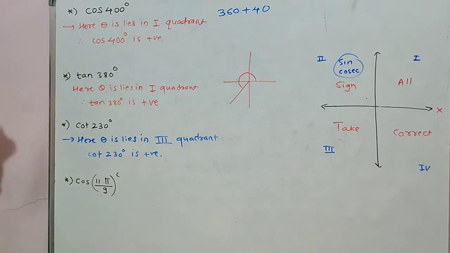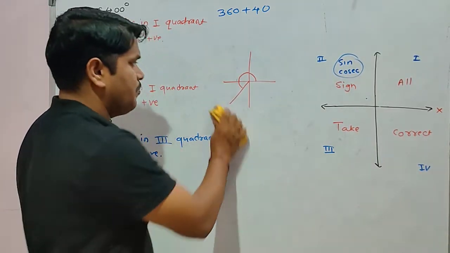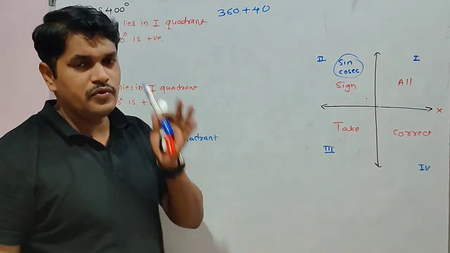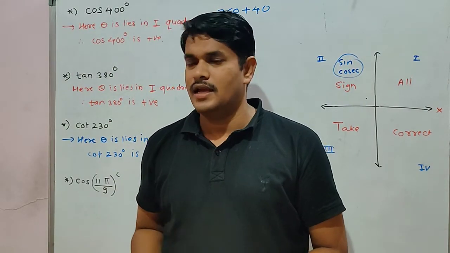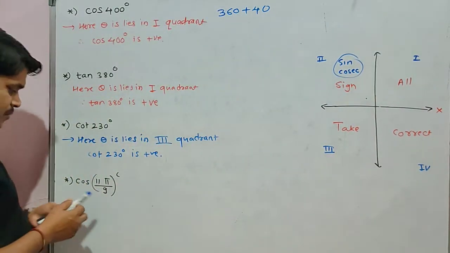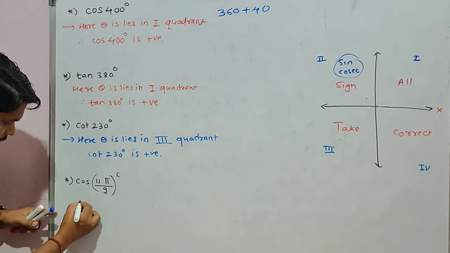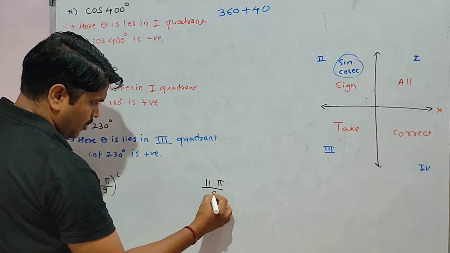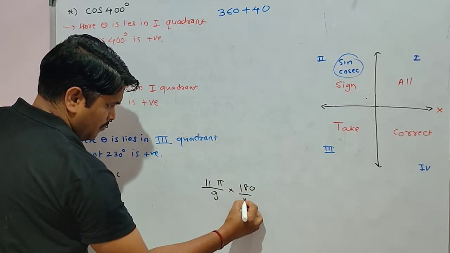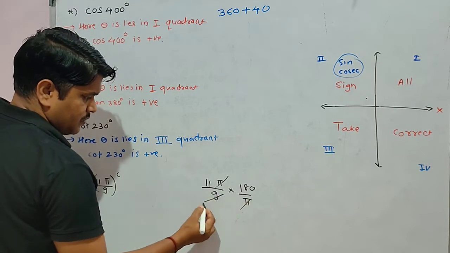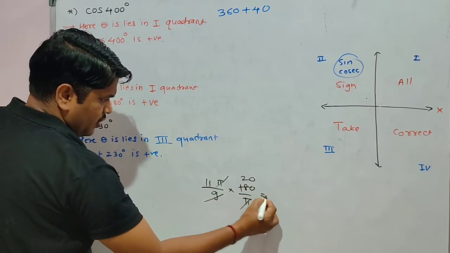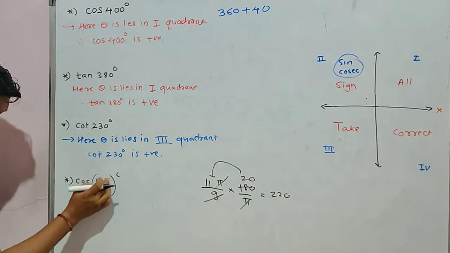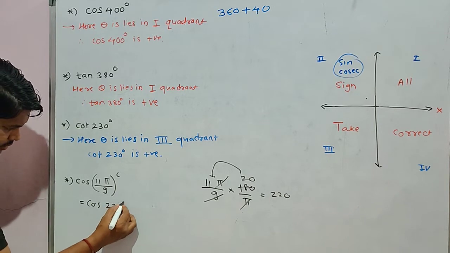This is cos 11 pi upon 9. But this angle is given in terms of radian. So first we convert that radian angle into the degree angle. Here we write 11 pi upon 9 into 180 upon pi. So pi gets cancelled. 9 ones are 9, 9 twos are 18, 20 into 11. So we get 220. So we can write this 11 pi upon 9 as cos 220 degree.